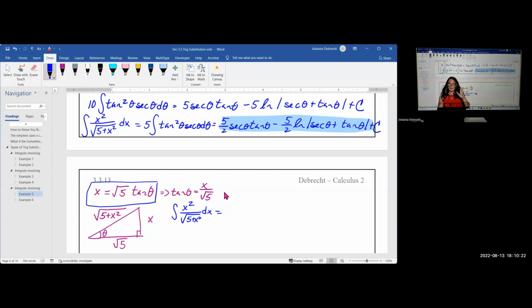Okay, replacing each piece. We're doing substitution like on steroids here, right? Substitute, substitute, substitute. What is secant of the angle? Stare at the triangle. Secant is hypotenuse over adjacent. So square root of 5 plus x squared over square root of 5. That replaces secant of theta. What about tangent of theta? Opposite over adjacent, x over the square root of 5.